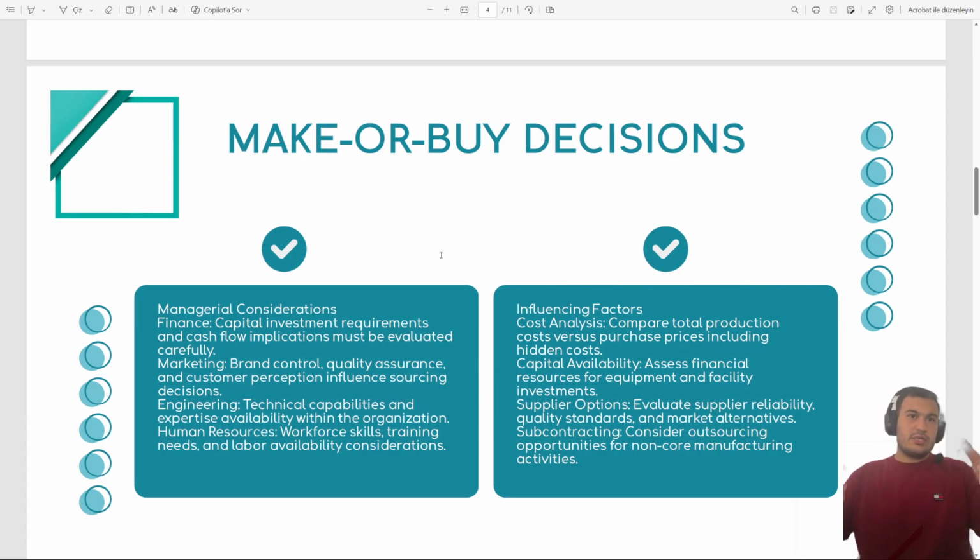And second, the influencing factors that help us choose. Of course, cost analysis is a critical point. We compare the cost with external purchasing prices, and we must include hidden costs like shipping, inventory cost, fixed cost. We also assess capital availability for machinery and supplier options to evaluate if external market alternatives are reliable and meet our quantity standards. If we want a middle ground, we can consider subcontracting for non-core manufacturing activities.